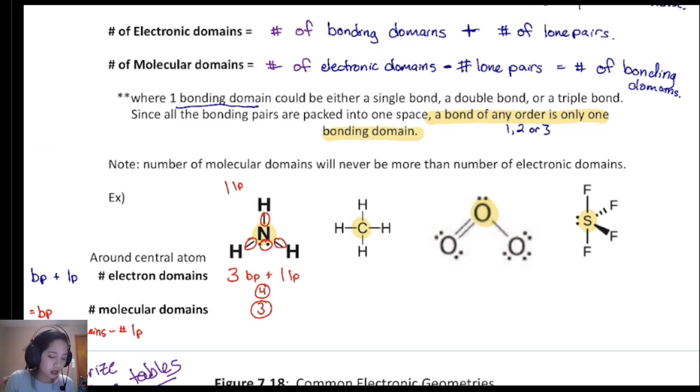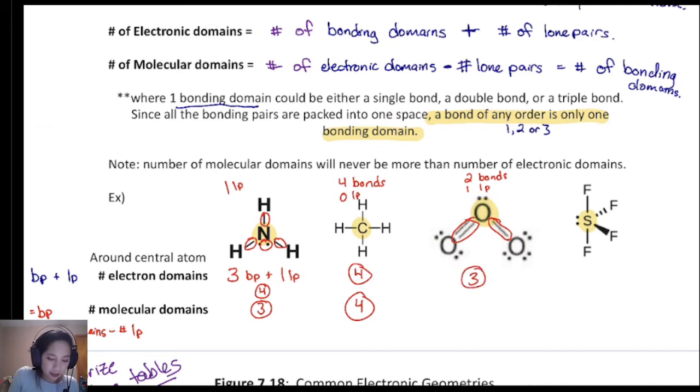All right, so then for the next example, CH4. So carbon, I see that there are 4 bonds to carbon. There are 0 lone pairs to carbon. So I'm going to say the electron domain is 4 and the molecular domain is also 4. Cool. So next one, oxygen. Remember, we're just looking at bonding domains. So this bond counts as 1, the double bond counts as 1, and the single bond counts as 1. So I see 2 bonds total to that central oxygen, and I see 1 lone pair. So number of electron domains will be 3, number of molecular domains will be 2.